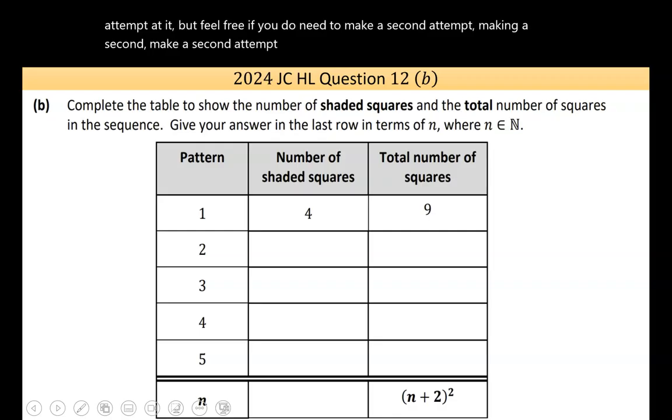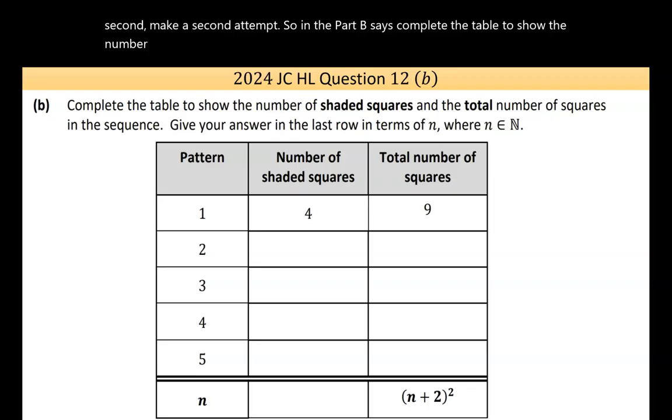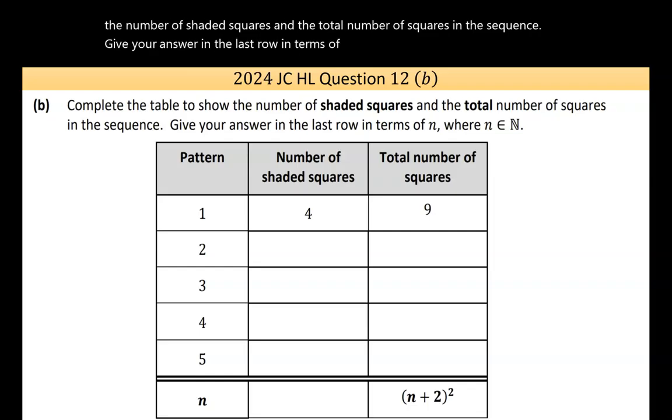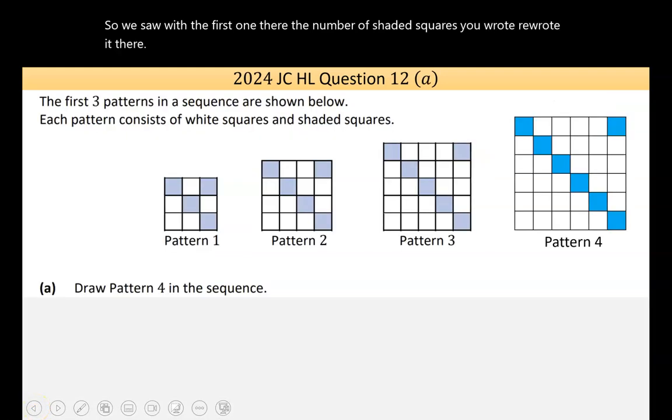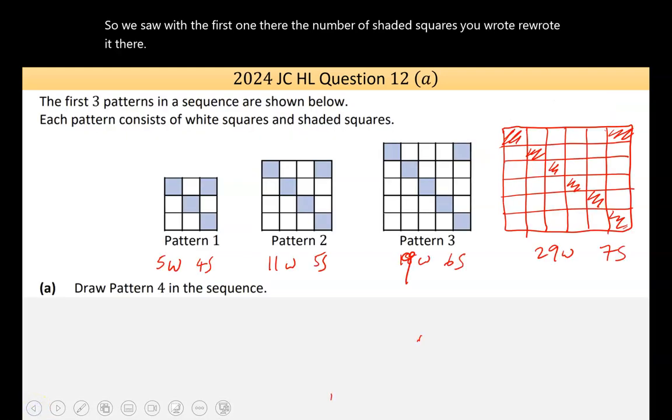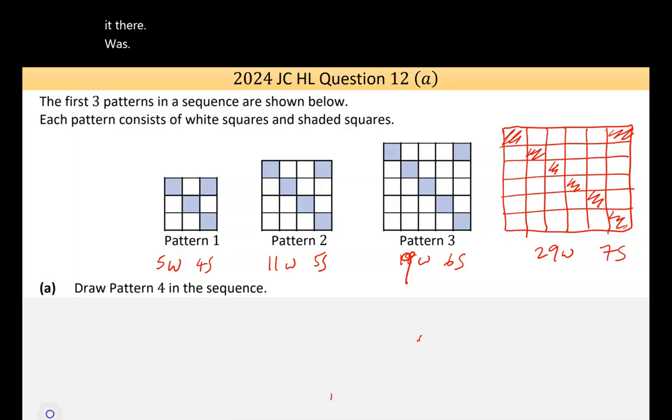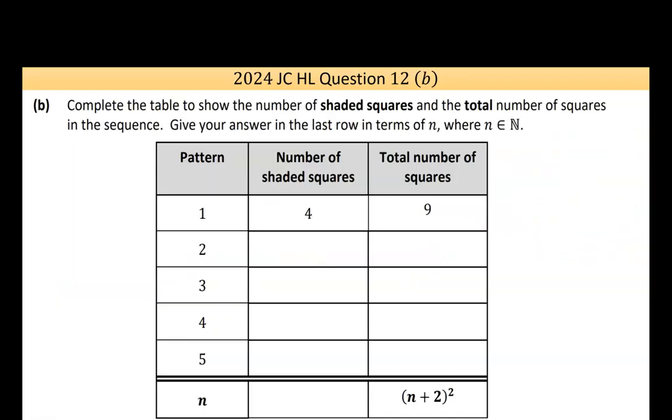In part B, it says complete the table to show the number of shaded squares and the total number of squares in the sequence. Give your answer in the last row in terms of n. So we saw with the first one, there's 5 white, 4 shaded. So for the first one here, there's 4 shaded squares and 9 total squares.